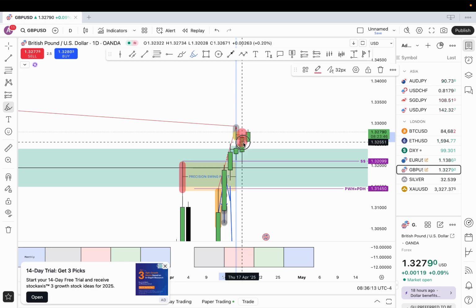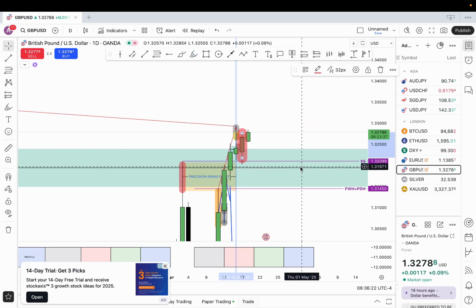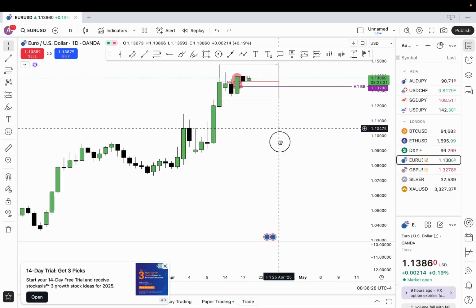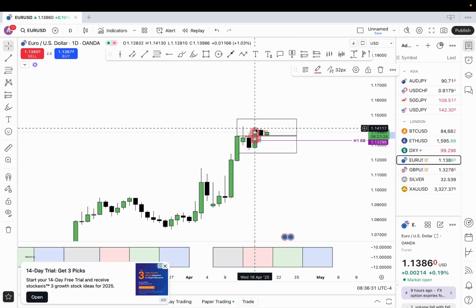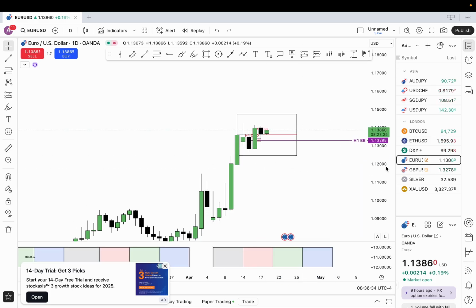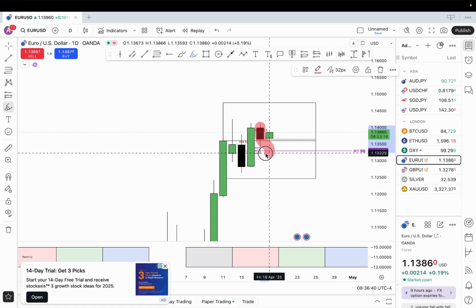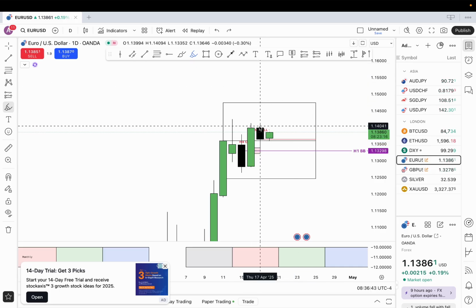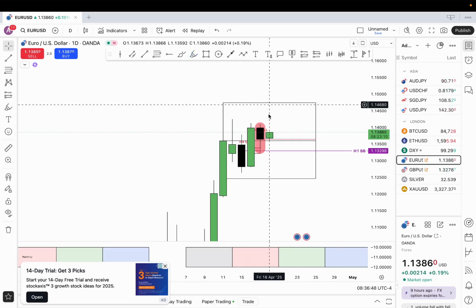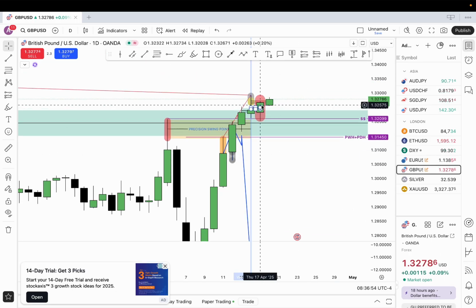I want you all to focus on this candle. What date is it? 17th April, yesterday's candle, yesterday's daily closing. This is a bullish closing, as you can see, and in Euro USD, let me remove this. This one candle, let me mark it for you, this candle, 17th April. As you can observe, it is a bearish closing, and this candle is a bullish closing.